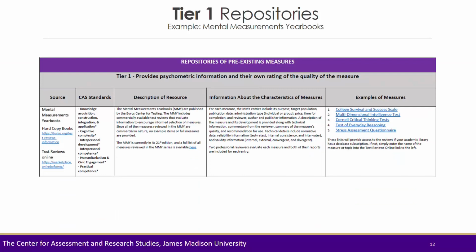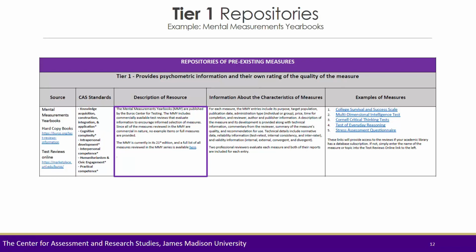Now let's go through the repositories tier by tier. For each repository, we provide the link to the repository under source. The CAS domains reflected in the measures housed in the repository are under CAS standards. Information about the repository itself, including background, type of measures, commercial or non-commercial, the areas and domains they cover, for example, psychological, educational, or cognitive, the number of measures available, and in some instances, how to search the repository, all under description of resource.